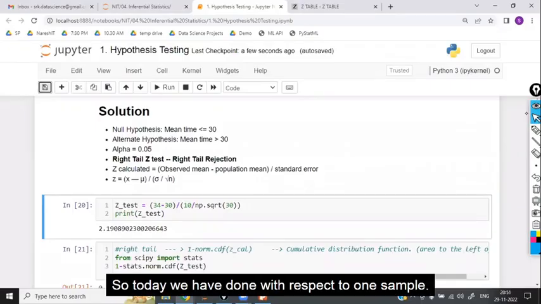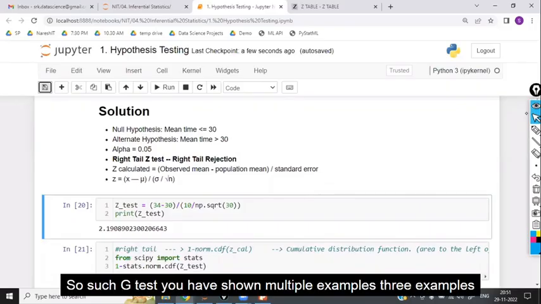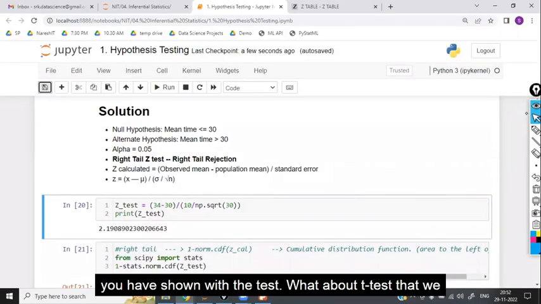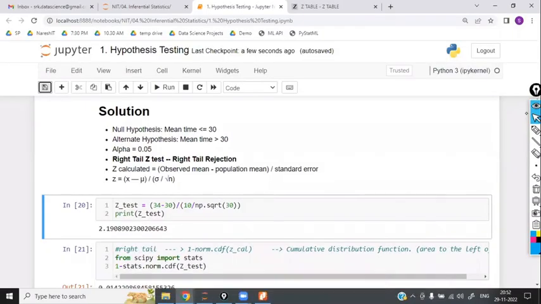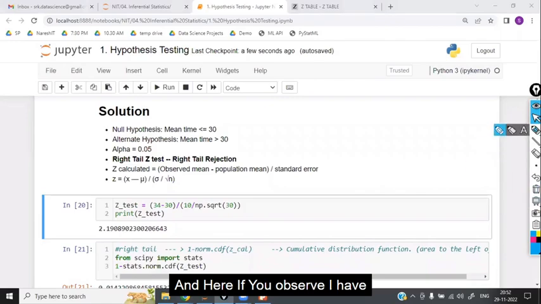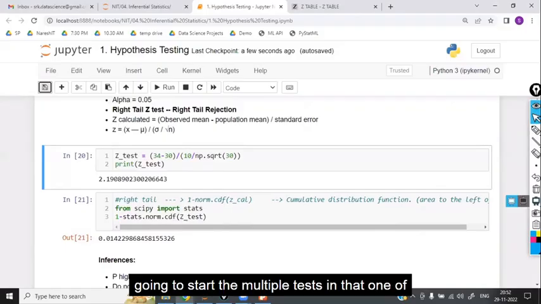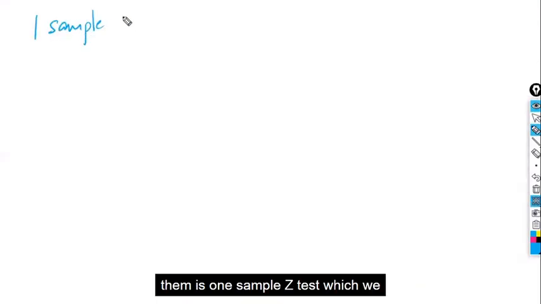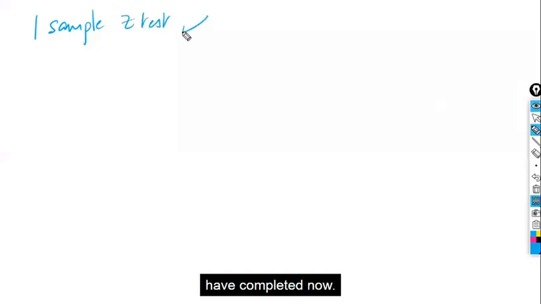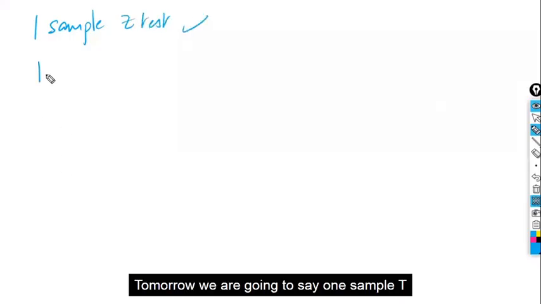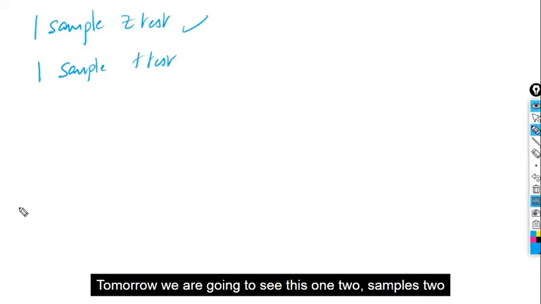So today we have done with respect to one sample. For the z-test, you have seen 3 examples. What about the t-test? That we are going to see in tomorrow's class. Tomorrow we are going to start the multiple tests. One of them is the one sample z-test, which we have completed now. Tomorrow we are going to see the one sample t-test.